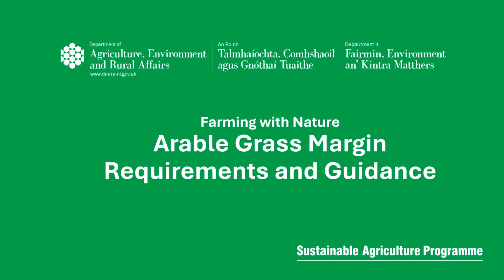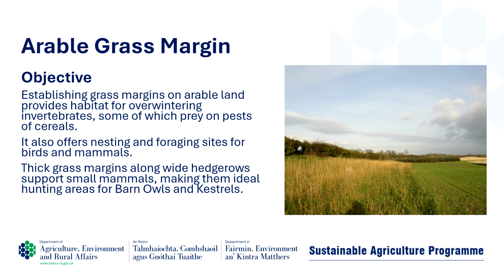This video will walk you through the arable grass margin environmental option under Farming with Nature. Establishing grass margins on arable land provides habitat for overwintering invertebrates, some of which prey on pests of cereals. It also offers nesting and foraging sites for birds and mammals. Thick grass margins along wide hedgerows support small mammals, making them ideal hunting areas for barn owls and kestrels.